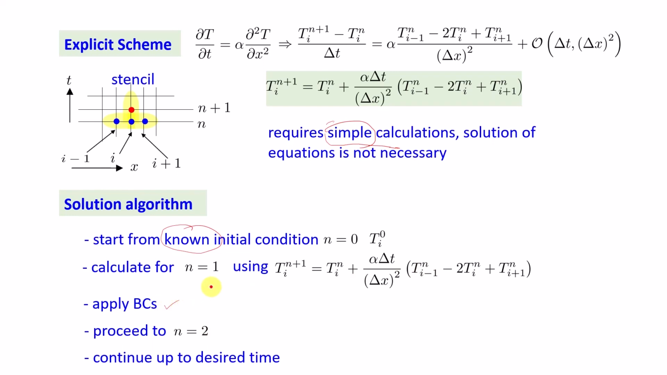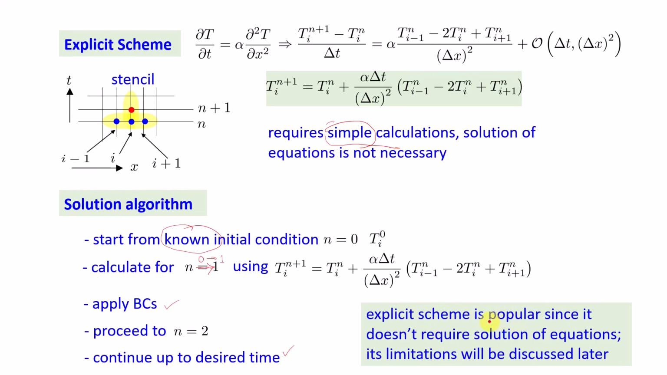I'll apply the boundary condition after every time step. The algorithm continues up to the desired time level. So this is where n goes to 1, not really n equals 1, because n equals 0 here. So n goes from 0 to 1 here. Okay. So as I said, the scheme is popular because it doesn't require the solution of equations. Its limitations, of course, are there, and we'll discuss them in due course.